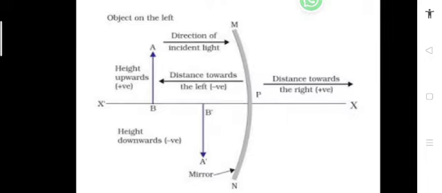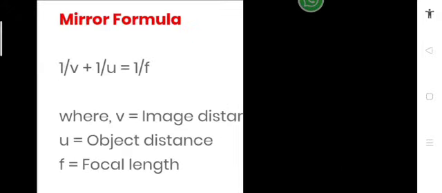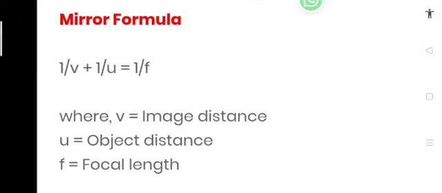And the upward from the origin is also positive and the downward is also negative. One thing to remember: for concave and convex mirrors, the sign convention depends on the coordinate system. So the next is the mirror formula, and the mirror formula is what?